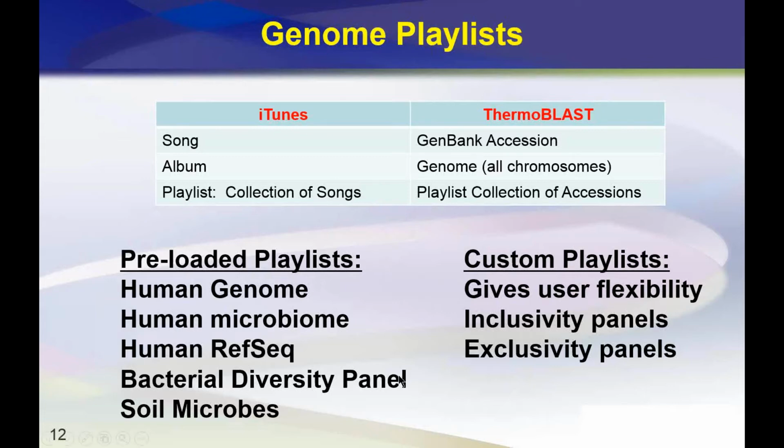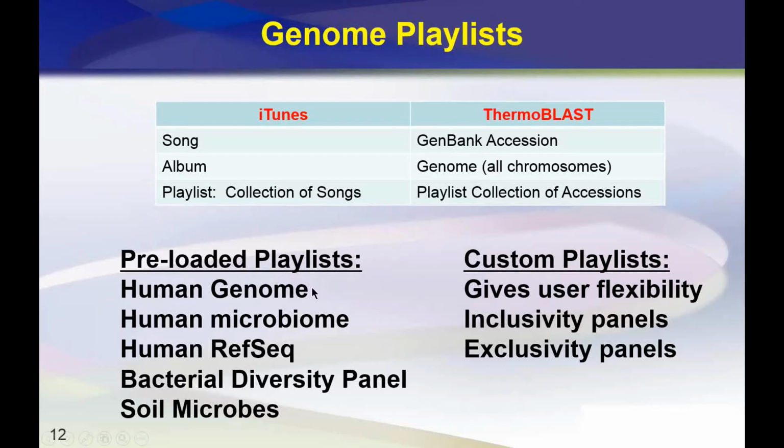GenBank accessions. We've assembled a bacterial diversity panel. This is a panel of about 1,200 complete bacterial genomes, which are useful for finding false positives. And then also a place for soil microbes. I'll show a more complete list than this later on.